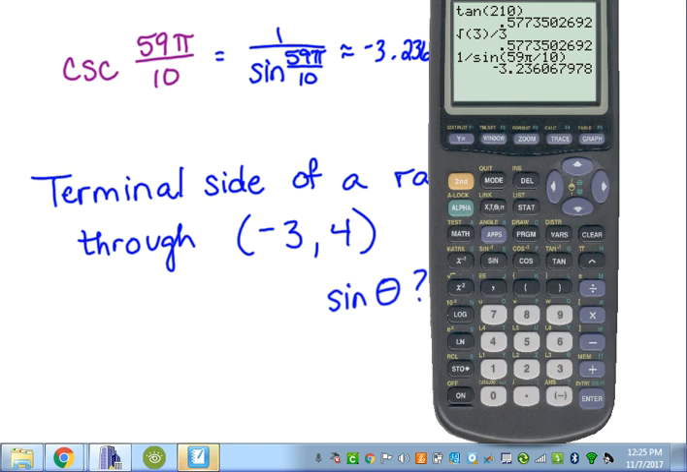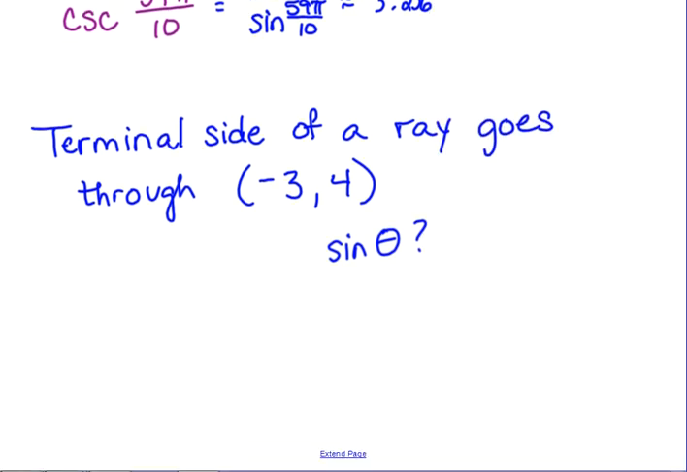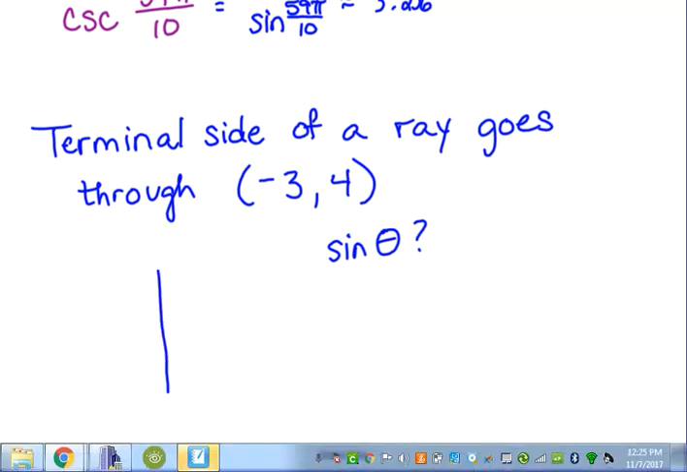All right, here's one more type of question that you may be asked. The terminal side of a ray goes through the point negative 3, positive 4. So let's think about what that's describing there. Negative 3, 1, 2, 3, negative 3, positive 4. There's the ray that's being described.